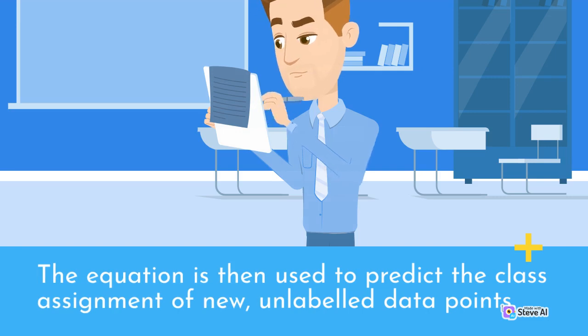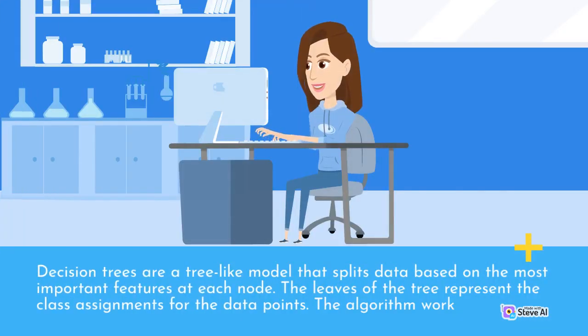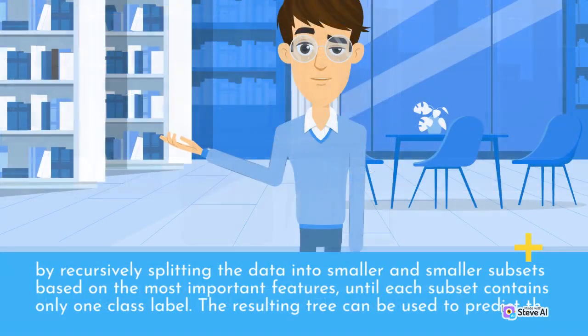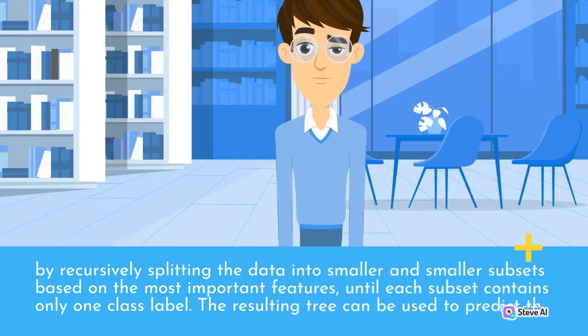The equation is then used to predict the class assignment of new, unlabeled data points. Decision trees are a tree-like model that splits data based on the most important features at each node. The leaves of the tree represent the class assignments for the data points. The algorithm works by recursively splitting the data into smaller and smaller subsets based on the most important features, until each subset contains only one class label.